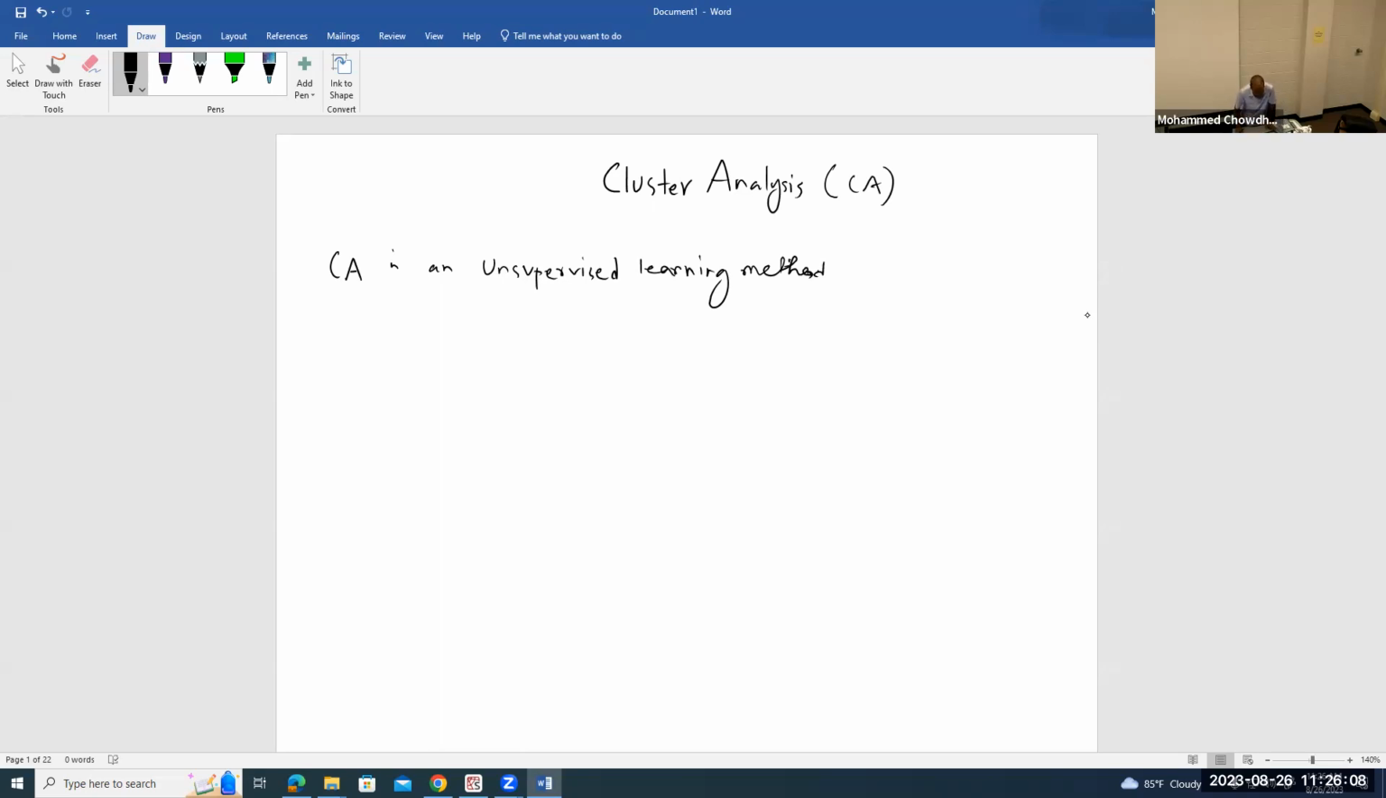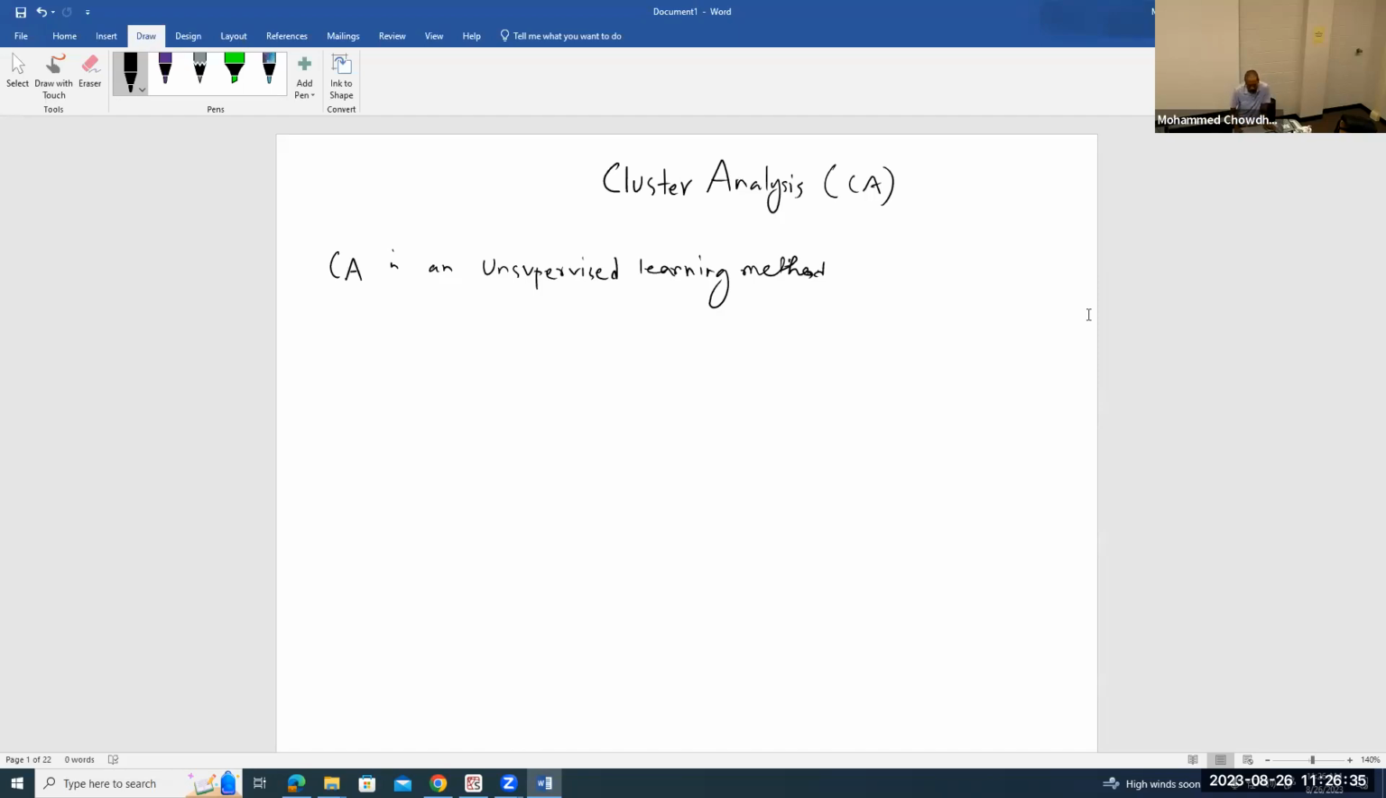So unsupervised learning is a machine learning method in which there is no response variable or target variable or dependent variable. Any machine learning method that involves a response variable, target variable, or dependent variable is called supervised learning. So cluster analysis is an unsupervised learning.